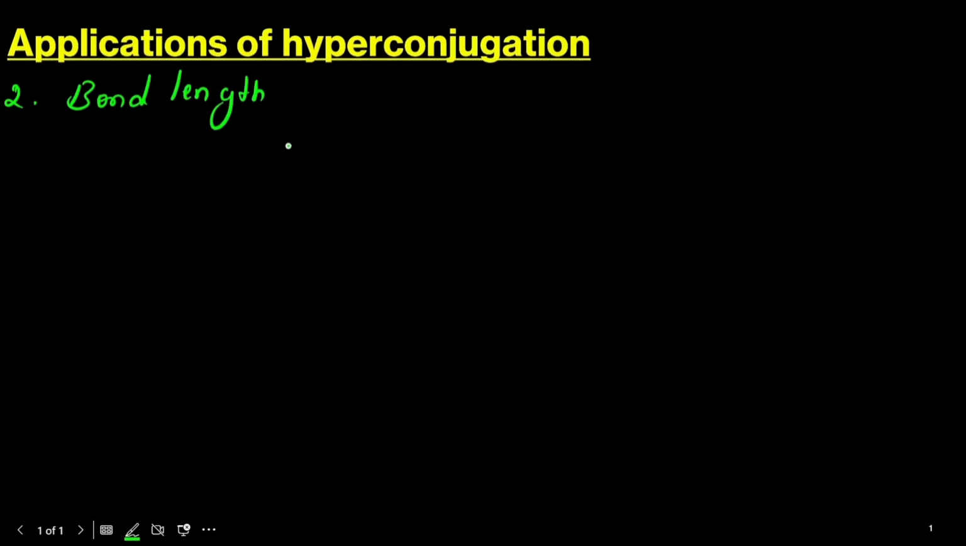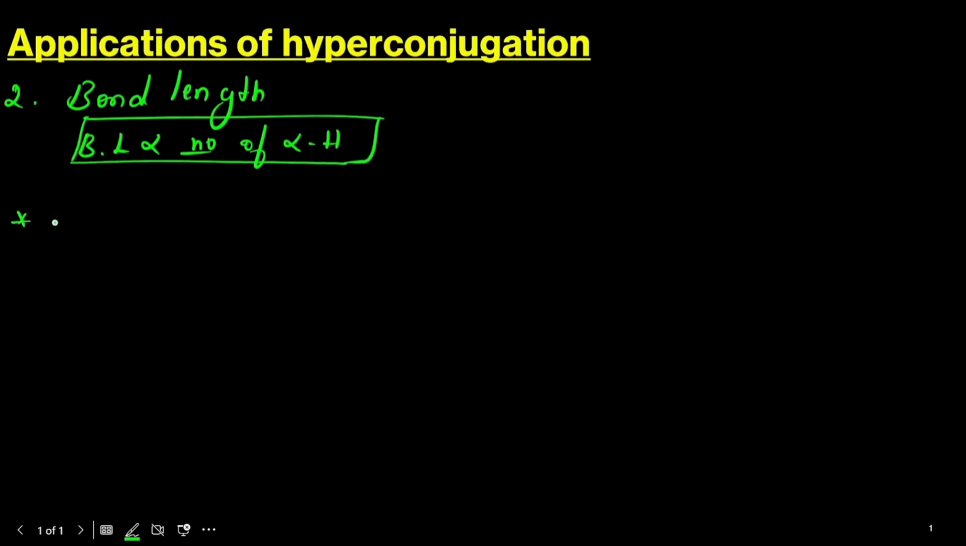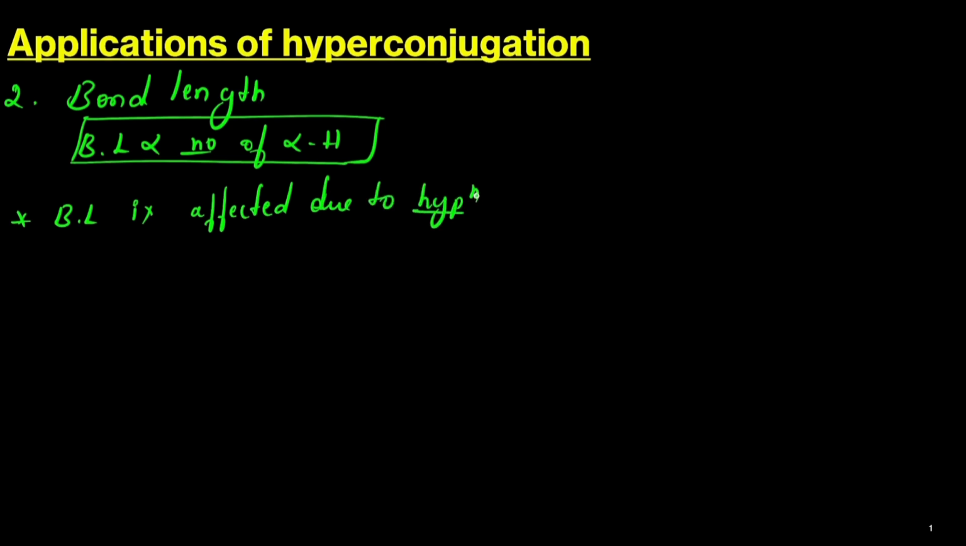Here bond length is directly proportional to the number of alpha hydrogen atoms. Bond length is affected due to hyperconjugation. For example, consider an alkene: CH3, CH double bond CH2. This is an alkene. This is an alpha hydrogen and this is a sigma bond which contains sigma electrons.